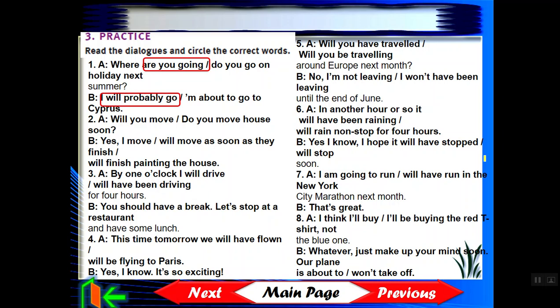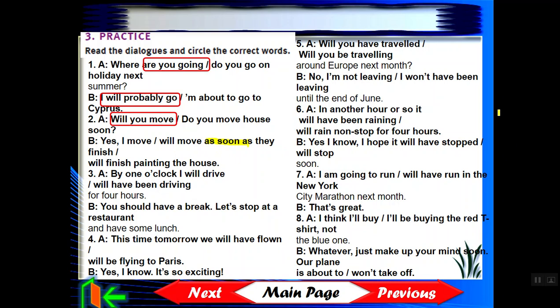Okay, number 2. Will you move? Do you move house soon? Here you are talking about will you move soon? Will you move? Okay. Yes, I move, or I will move as soon as they finish. If you can see here, we have as soon as, which is a time clause. So you are going to choose what?